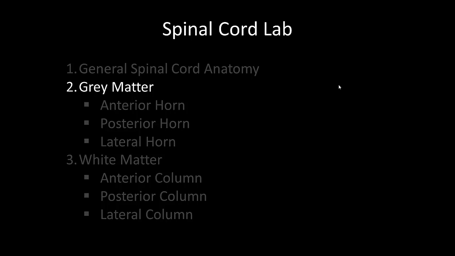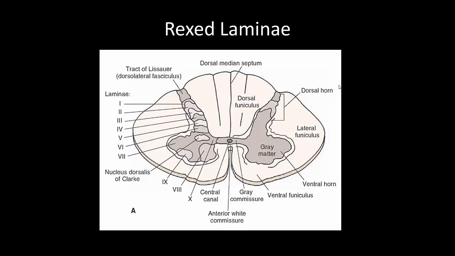So next we're going to study the gray matter. And when studying the gray matter, we just need to be aware that there are different ways to categorize it. So Rexed laminae is one way to divide the gray matter up into different layers. And there's actually 10 Rexed layers that are defined by their neuronal structure and function. Layer 1 is going to be the most posterior layer. Layers 8 and 9 are going to be in the anterior gray horns. And then layer 10 is just going to be around the area of the central canal. So that's one way that we can divide up the gray matter.